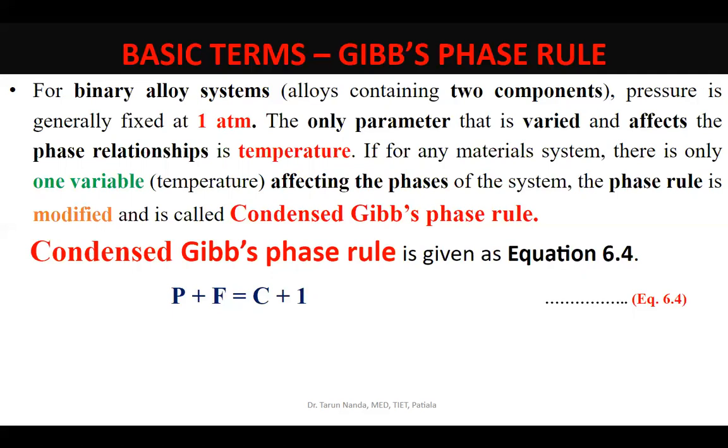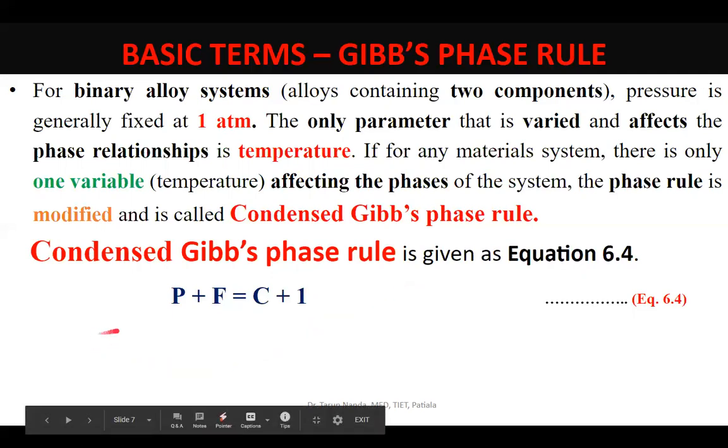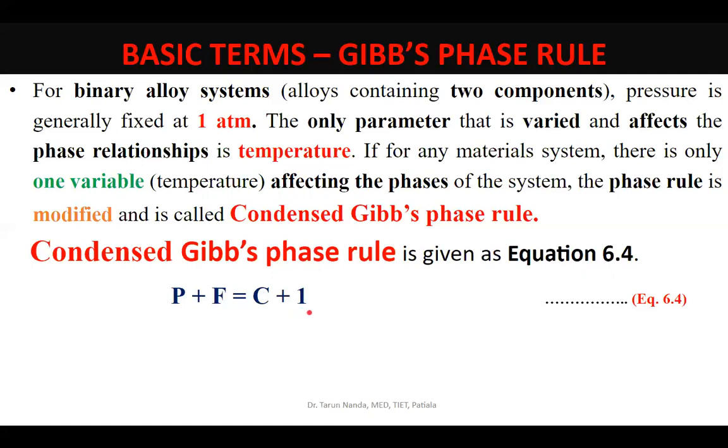So in such a case, for a material system, and specifically this would be for binary alloys, when we process them, when we heat treat them, the only external variable that is affecting the phase relationships in a material system is the temperature. And if that's the case, we'll say the conditions are condensed, and we have the condensed Gibbs phase rule, given by equation 6.4. It is P plus F is equal to C plus E. E is only 1, so this becomes C plus 1.